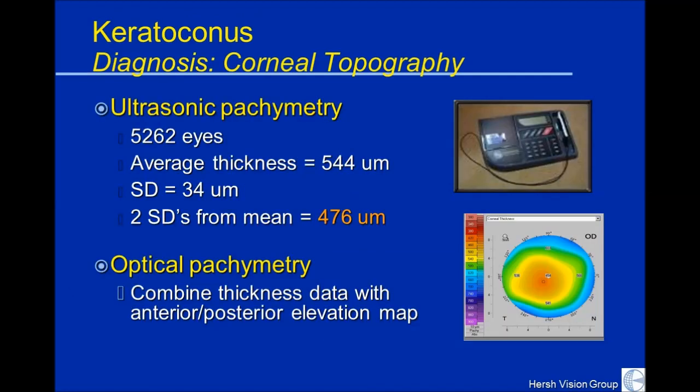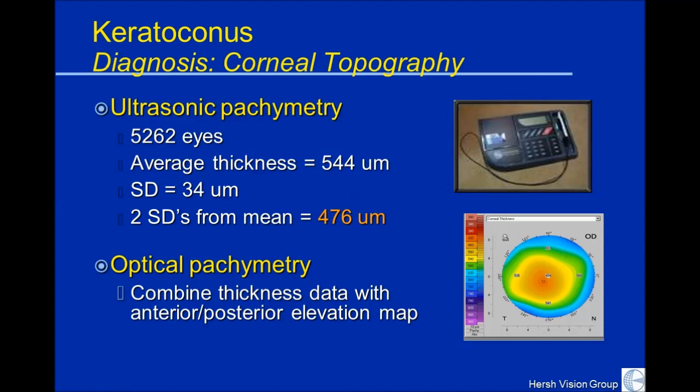Another device that we use to monitor your KC is called pachymetry. Corneal pachymetry is measurement of corneal thickness. We looked at over 5,000 eyes some time ago and found that average corneal thickness is 544. 476 is considered lowest normal. So if you're below 476, one starts to consider, hey, maybe there's keratoconus that's involved.